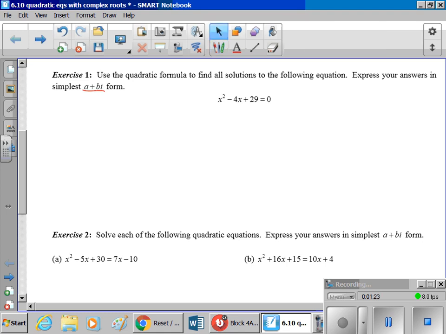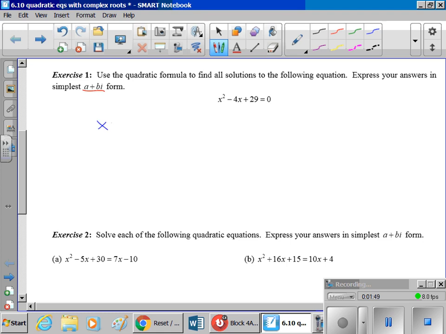If by chance it doesn't tell you, like most questions won't say use the quadratic formula, it'll just say solve this quadratic. And then when it tells you simplest a plus bi form, we know that we're going to be getting that negative discriminant. So we're going to remind ourselves what the formula is. x equals the opposite of b. You might want to write the formula down first if you don't have it.